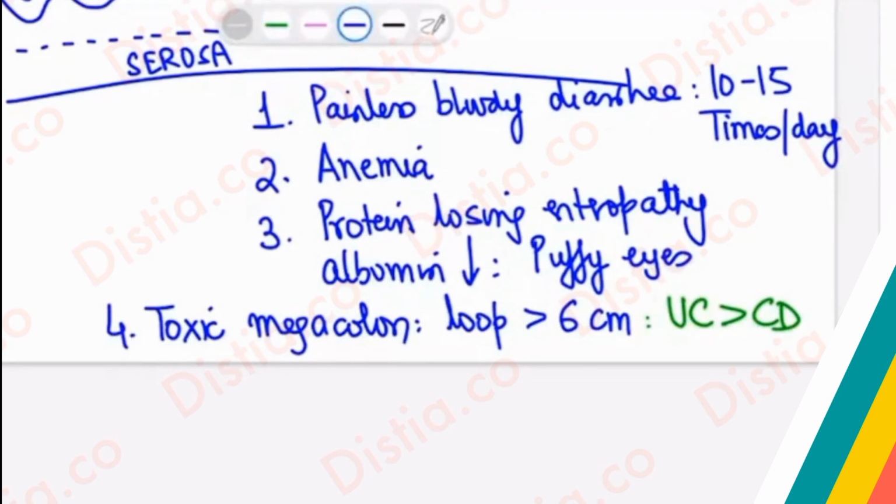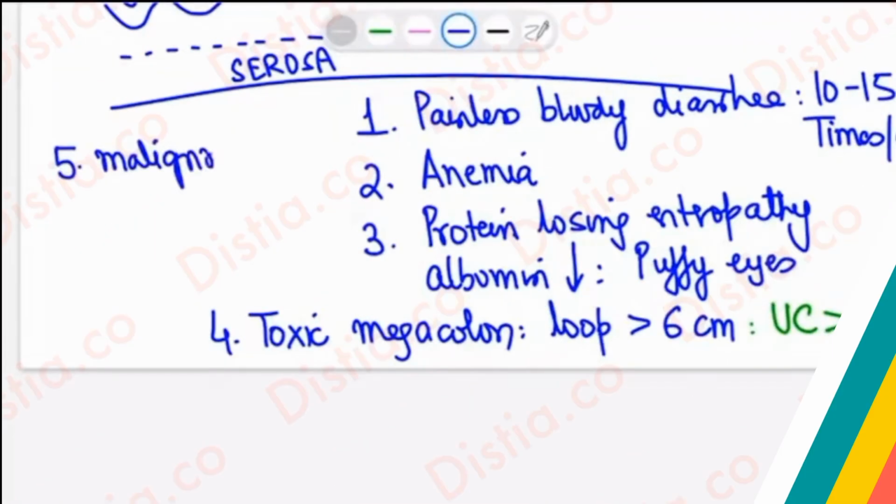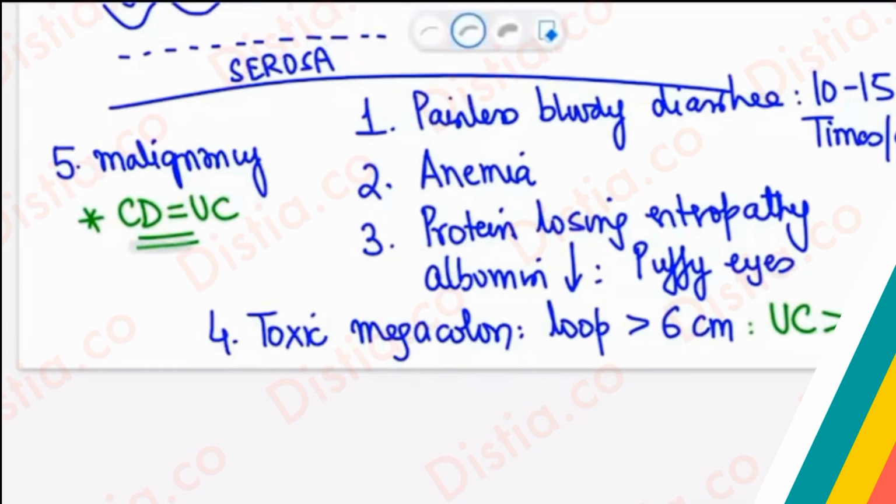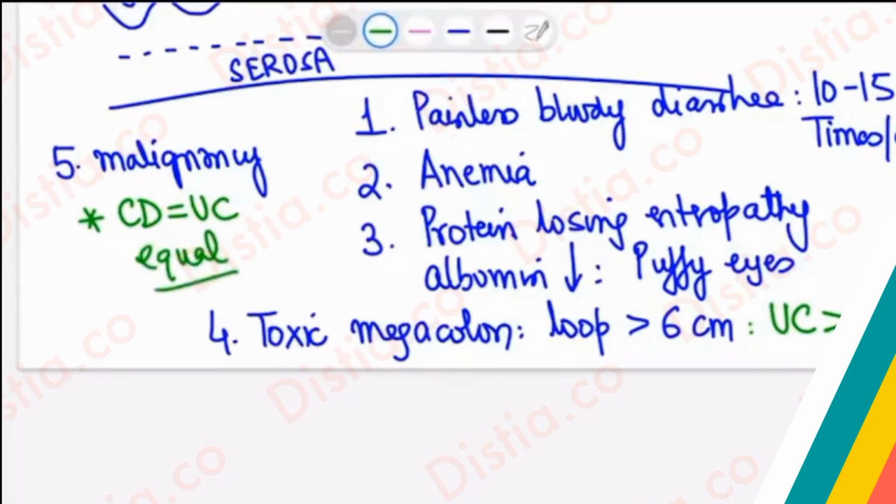When it comes to malignancy, though both Crohn's as well as ulcerative colitis are pre-malignant conditions, in the current edition of Harrison, the 20th one, it is mentioned that the incidence of cancer is equal in both Crohn's as well as ulcerative colitis. When I was a student at your age, I was taught that the incidence of cancer is more in ulcerative colitis, but in the current edition of the textbook, it is categorically mentioned, at least in the 20th edition of Harrison, that the malignancy risk is equal for both of them.